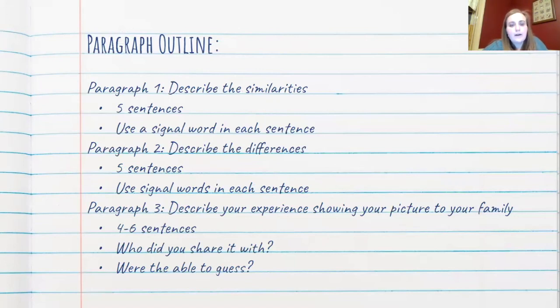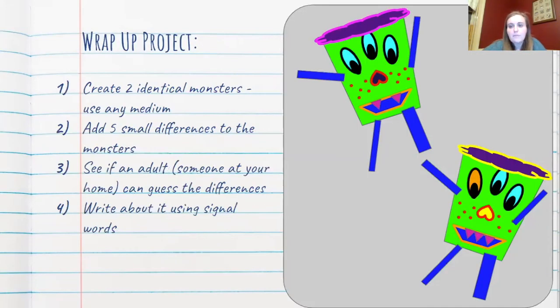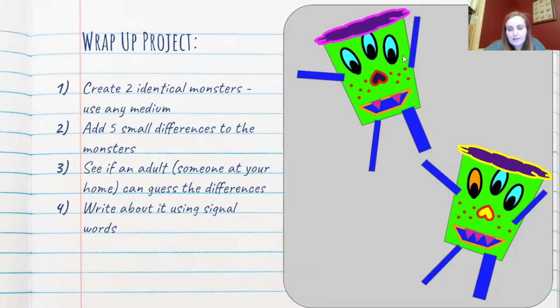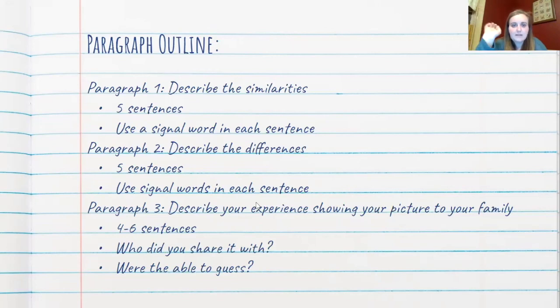So in your first paragraph, you're going to describe the similarities. So your monster should have several similarities. You're going to write 5 sentences. That means you'll have 5 different similarities, and you're going to use a signal word in each sentence. So if I go back to mine, I could say, both monsters are green. Another thing the monsters have in common is that they have 3 eyes. Does that make sense what you're doing? So that first paragraph is going to be 5 similarities, 5 sentences, 5 signal words, okay?